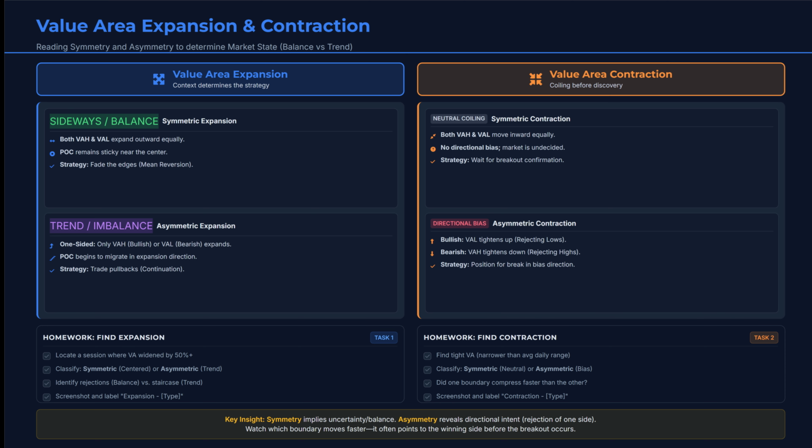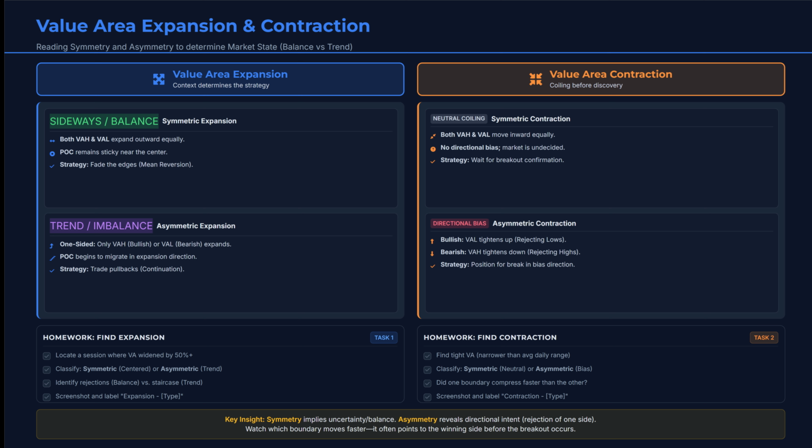It moves in a staircase pattern with price. If you overlay multiple 30-minute profiles, you'll see the POC climbing higher in a bullish trend or stepping lower in a bearish trend. Third, new HVNs form at progressively higher or lower levels. The volume isn't distributed evenly, it's accumulating directionally. In a bullish trend, new HVNs form above the previous POC. In a bearish trend, new HVNs form below.